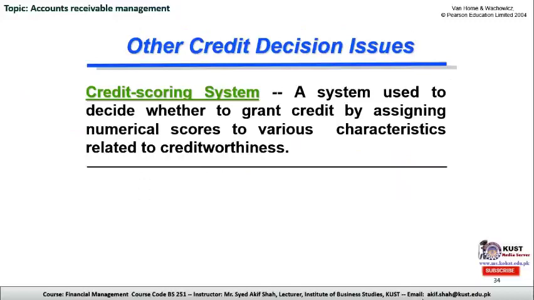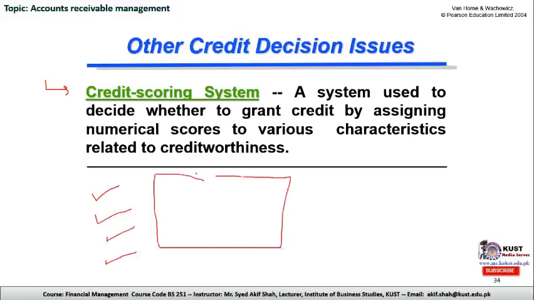Certain other credit decision issues: a supplier can also use a credit scoring system where, on different specs like option 1, 2, 3, 4, on four different aspects, the supplier is going to rate or give scoring to a particular credit applicant, and those who receive the maximum score, their credit application will be accepted, and those obtaining the lower score, their credit applications will be rejected.